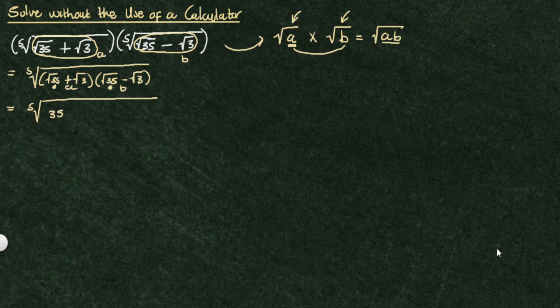There's another rule for surds that only applies to square roots: the square root of a multiplied by the square root of a, with the same base underneath. When you multiply square roots that are exactly the same, you get whatever is underneath the square root. So the square root of 35 times the square root of 35 is 35. This positive times that negative is going to be a negative. And then the square root of 3 times the square root of 3 is 3. So it's the fifth root of 35 minus 3, which gives us 32.